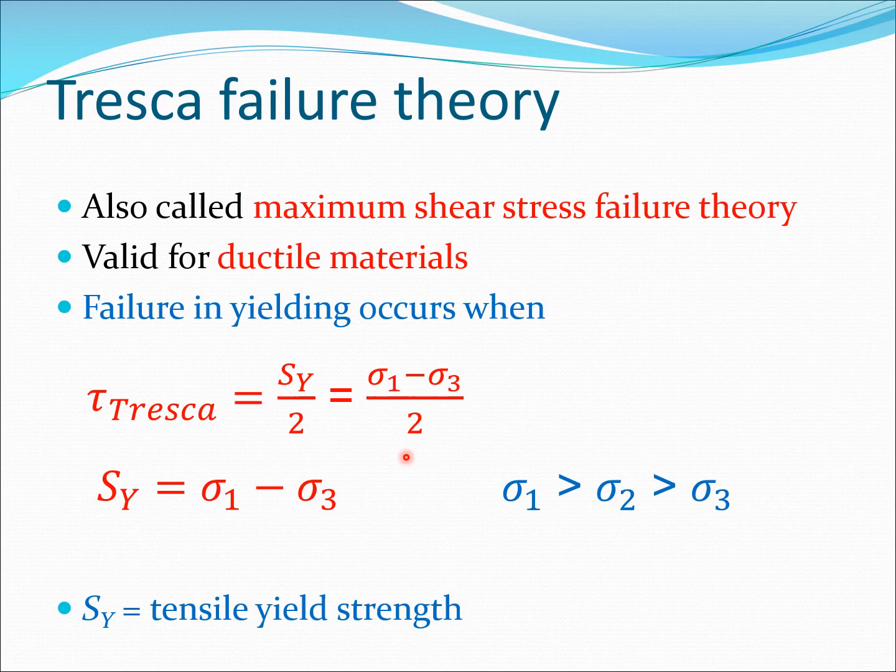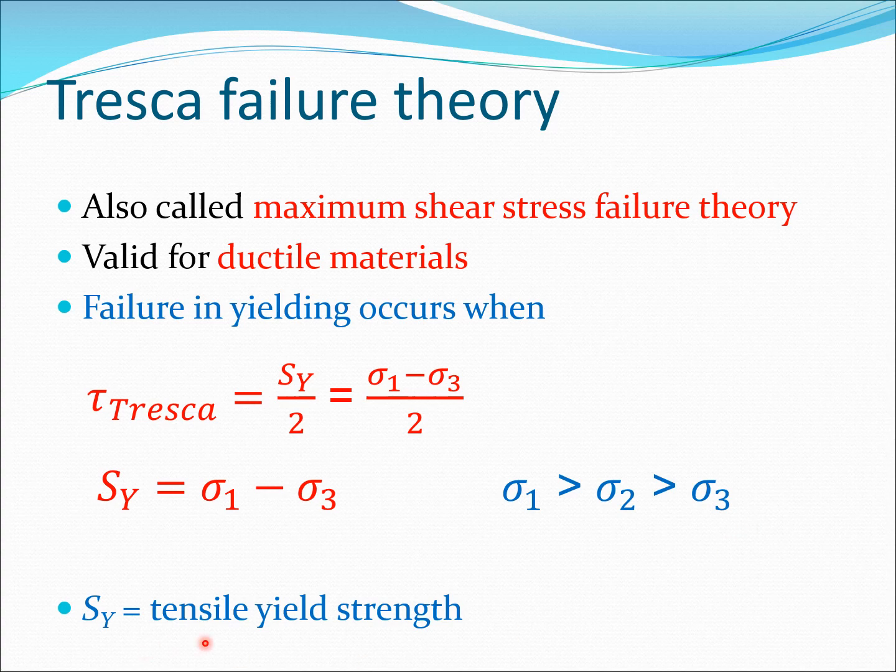So essentially what this means is that the Tresca stress is equal to Sy by 2, and we can immediately cancel the 2 here, and we can write this condition that Sy equals sigma 1 minus sigma 3 at the point where yield based failure takes place in the system or in the material. And of course here sigma 1 is greater than sigma 2 is greater than sigma 3, so it is assumed that you have ordered the principal stresses in this manner.